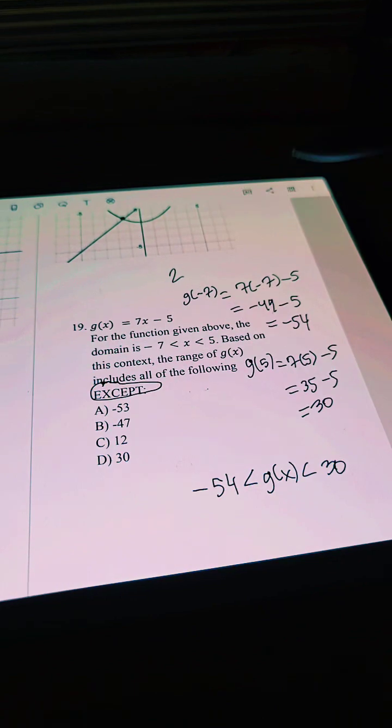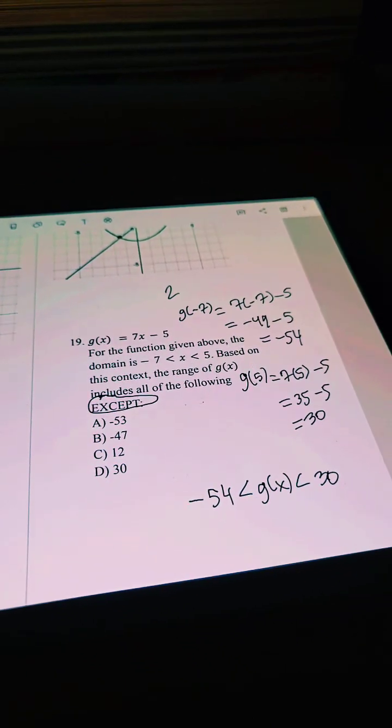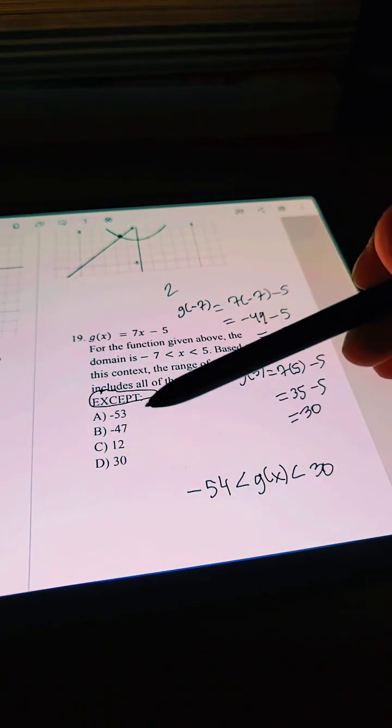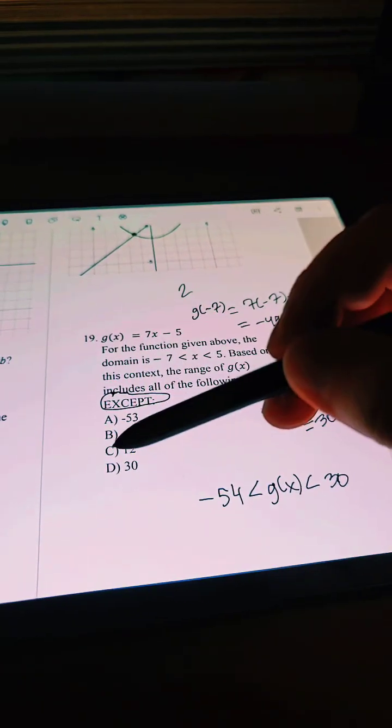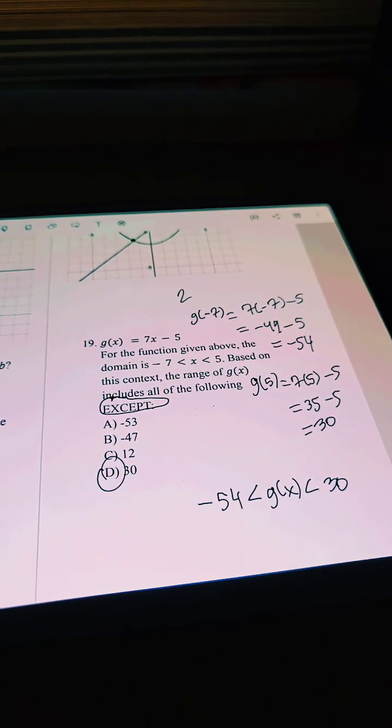So which of these basically does not fit that criteria is what we're looking for. Right away, it can't be equal to 30. It has to be less than 30. So I see D is not possible.